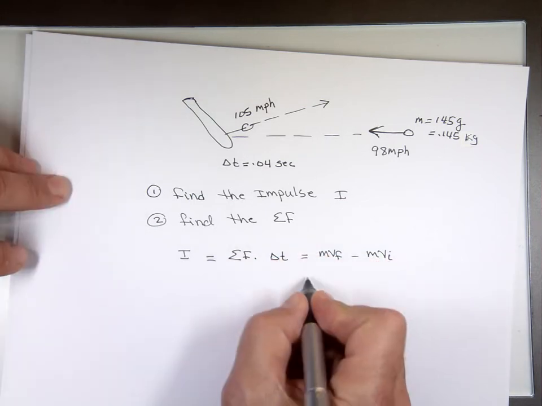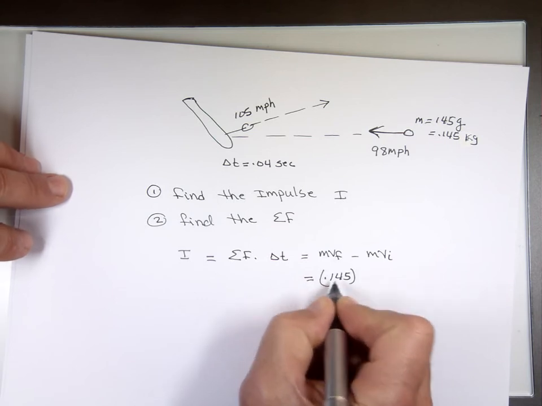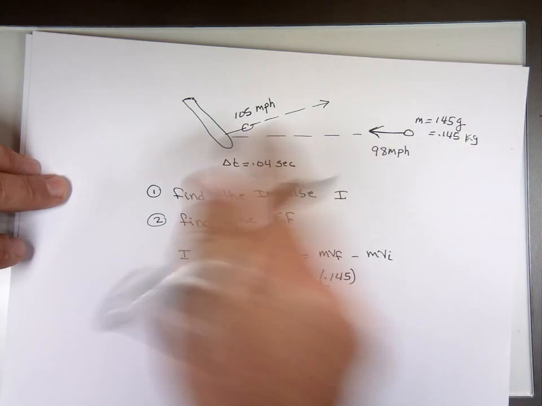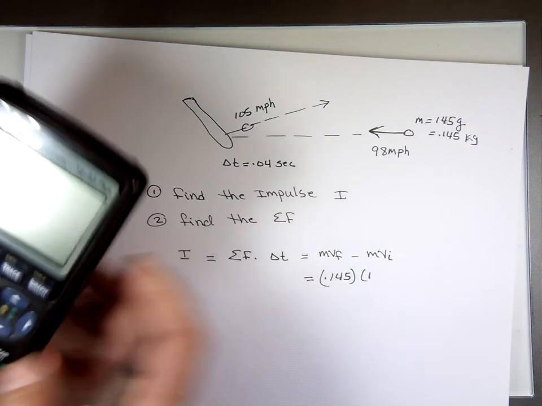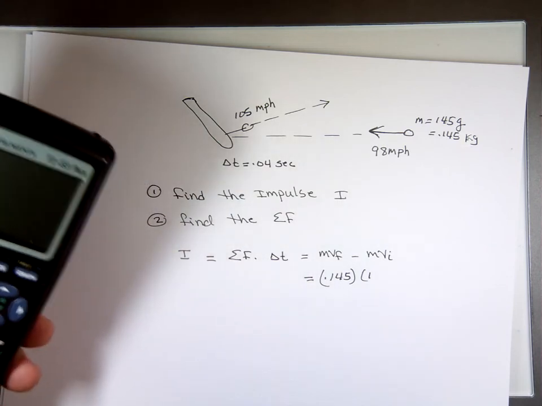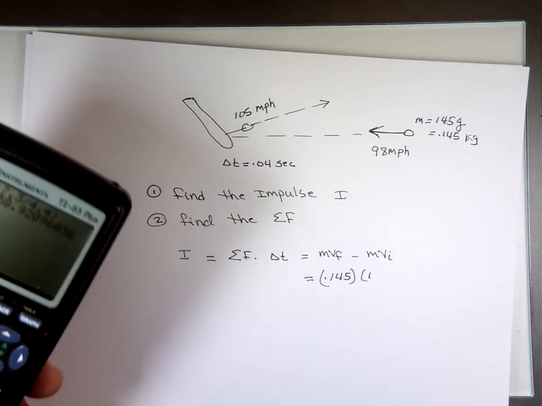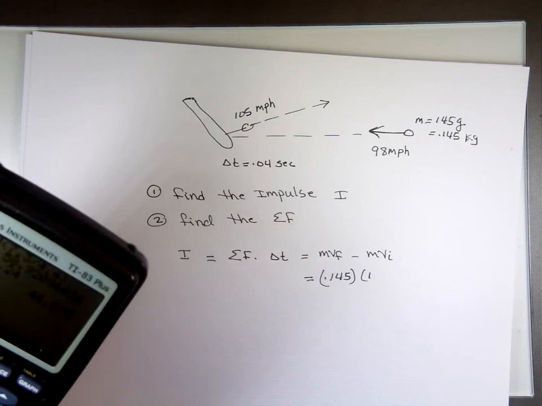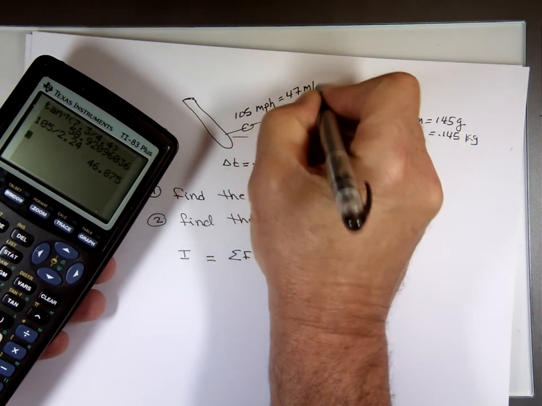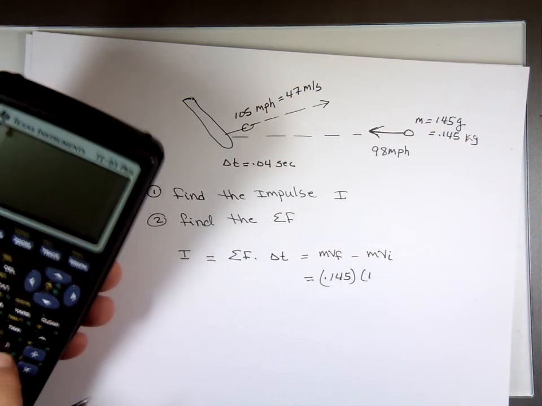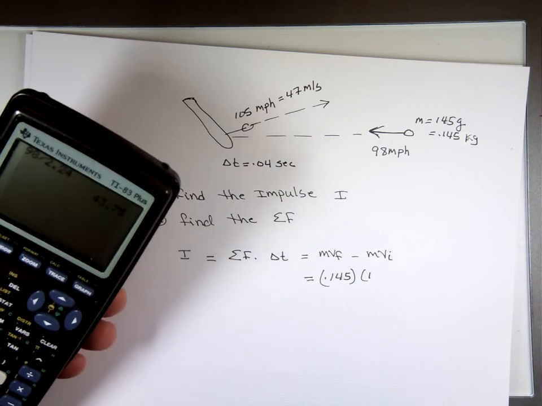We know the mass of the baseball, 0.145. Final velocity, the ball is going to the right, that's 105. Well, I have to convert that, it's miles per hour, right? So 105 divided by 2.24 is roughly 47 meters per second. Coming in, the ball was coming at 98 miles per hour divided by 2.24, about 44.